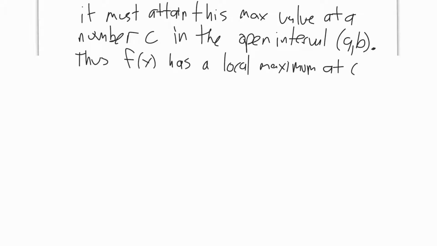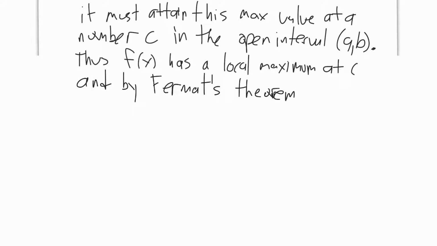So we would say, thus f(x) has a local maximum at c, and by Fermat's theorem, f prime of c is equal to 0. Well, there you go. You just found yourself a place where the derivative is equal to 0. Case 3.